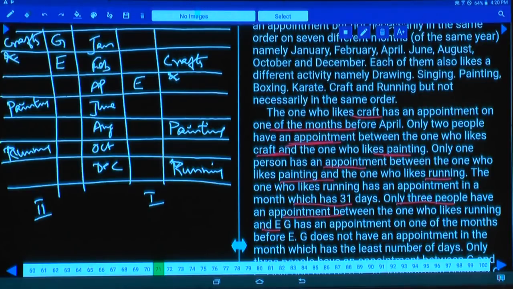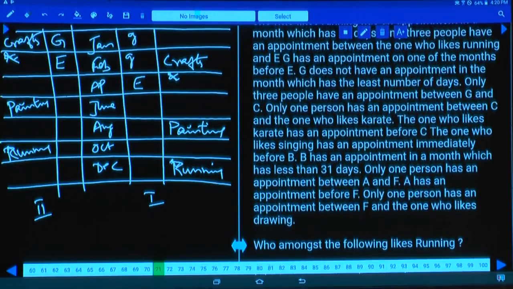Hence, in case 1, G can be either in the month of Jan or in the month of Feb. G has an appointment on one of the months before E. G does not have an appointment in the month which has the least number of days. That means G cannot be in the month of Feb, hence G must be in the month of Jan. In both the cases, G is in the month of Jan only.